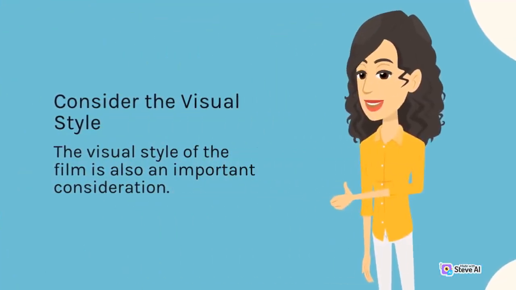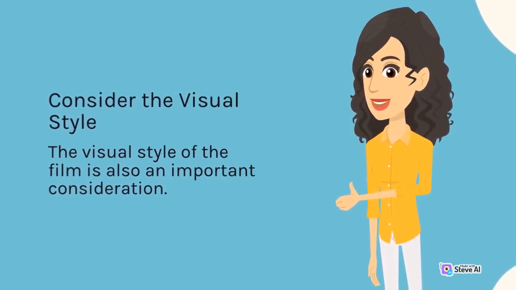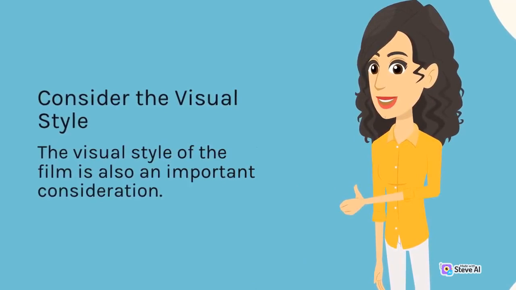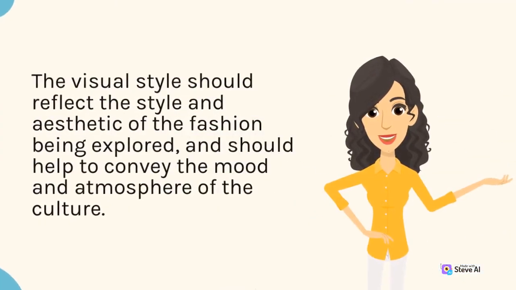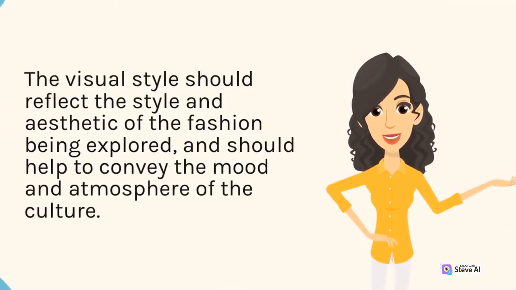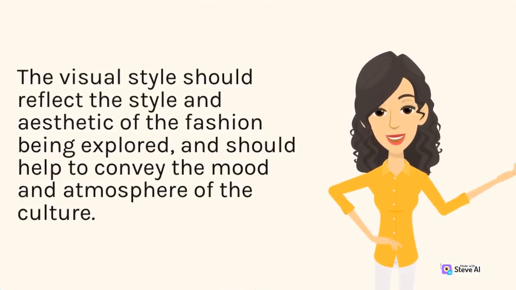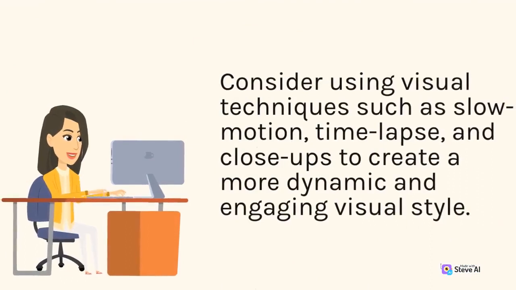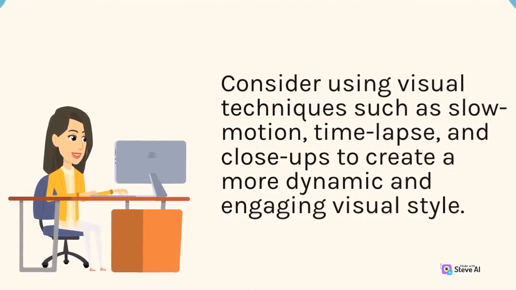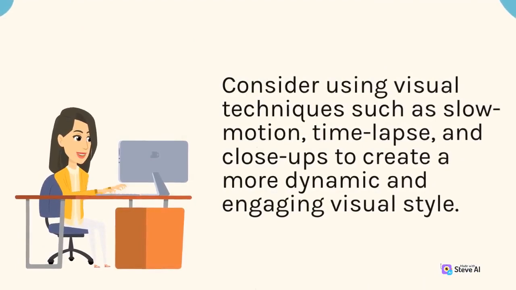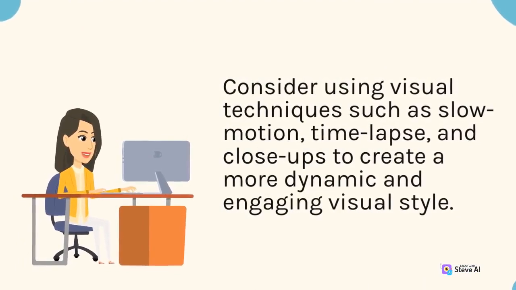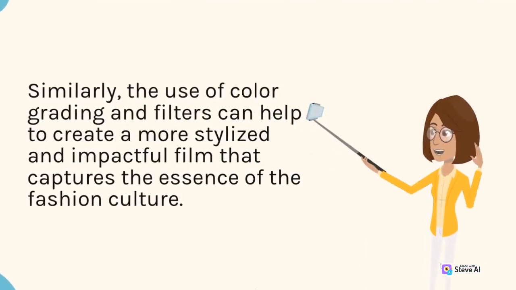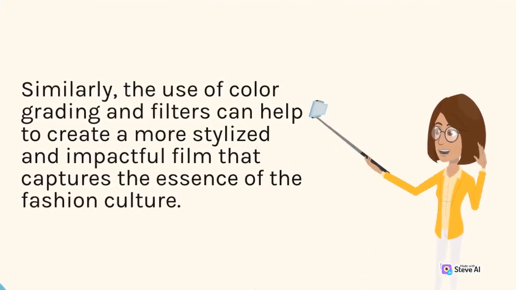Consider the visual style. The visual style of the film is also an important consideration. The visual style should reflect the style and aesthetic of the fashion being explored, and should help to convey the mood and atmosphere of the culture. Consider using visual techniques such as slow motion, time-lapse, and close-ups to create a more dynamic and engaging visual style. Similarly, the use of color grading and filters can help to create a more stylized and impactful film that captures the essence of the fashion.